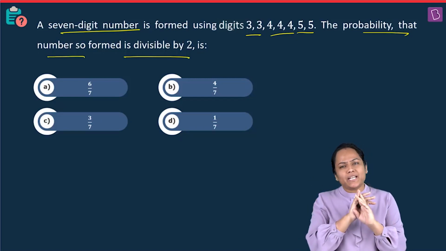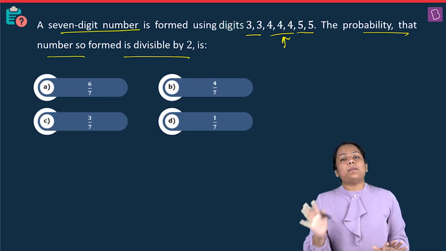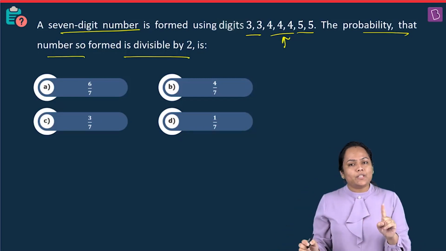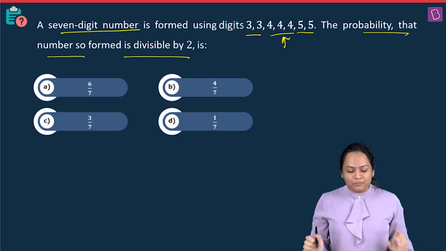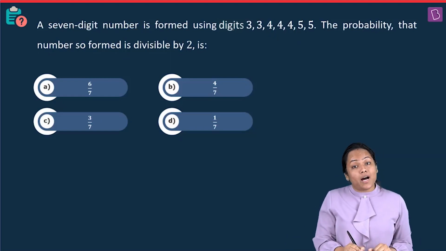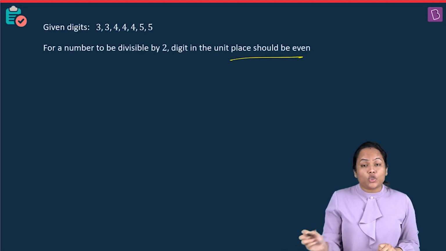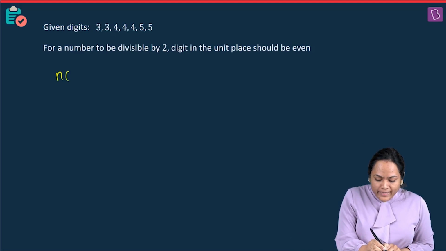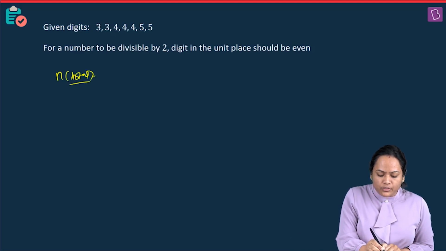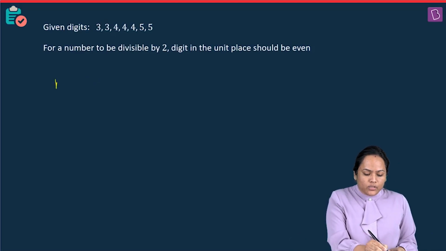But here they have made the calculation so simple. There is only one even number present, which is 4. That means the last position has to be occupied by 4. Clear? Okay, so now how are we going to find the probability? We have already seen the unit digit should be even. That means if I want to find my total cases, first of all, I'm trying to find what are the total cases.